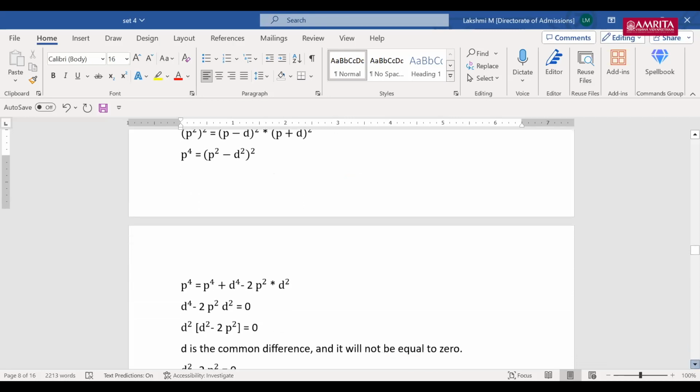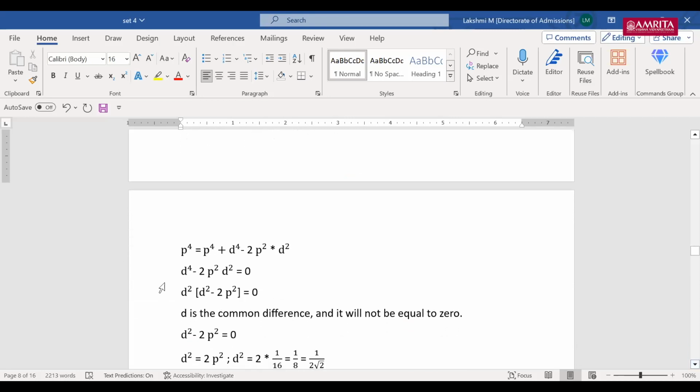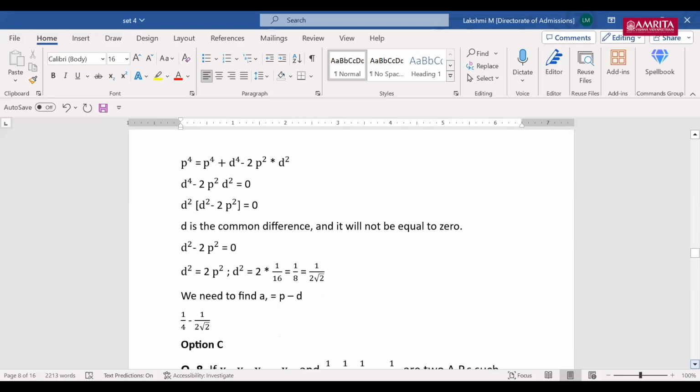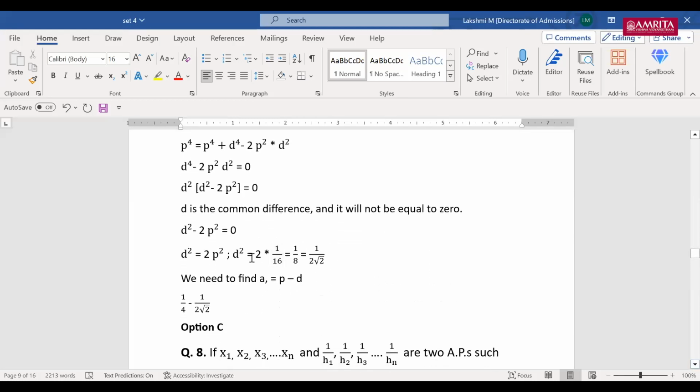So on solving this equation, you will get D raised to 4 minus 2P square D square equal to 0. So here D square equal to 0 or D square minus 2P square equal to 0. Here D is the common difference and it's not equal to 0. So D square minus 2P square equal to 0, what does that mean? You could substitute 2 into 1 by 16. So you'll get 1 by 8, which is equal to 1 by 2 root 2.